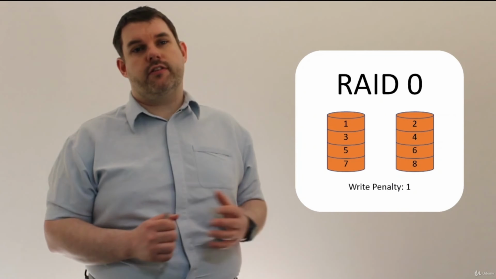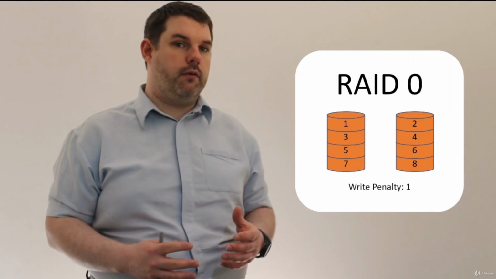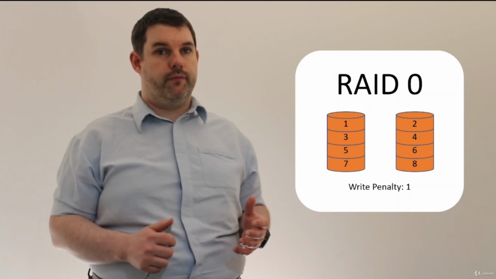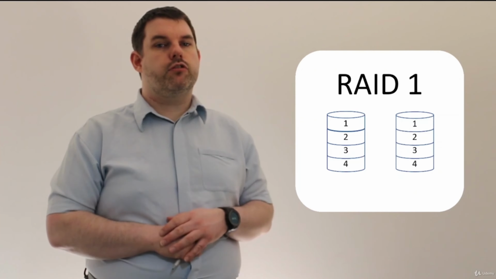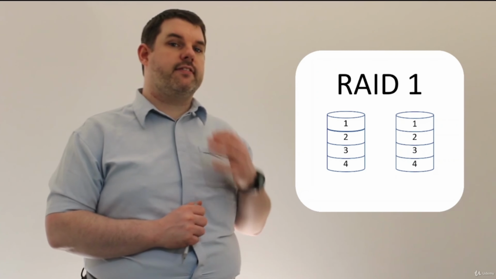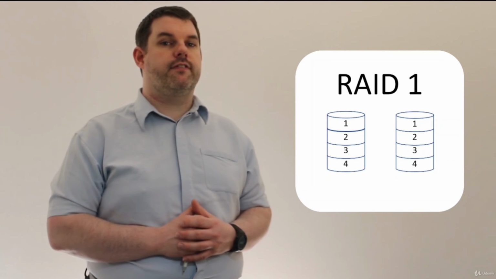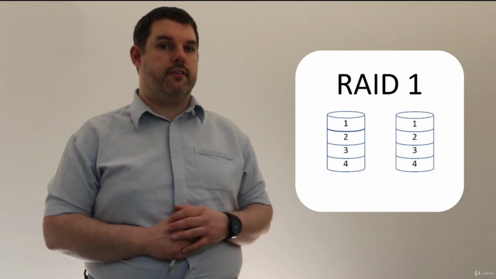It has its uses, for example, for cache disks, where the application can continue if the cache disk is lost, but that's about it. Next we'll talk about RAID 1, also known as mirroring. This is the simplest form of redundancy for disks. Each block is written simultaneously to each disk.